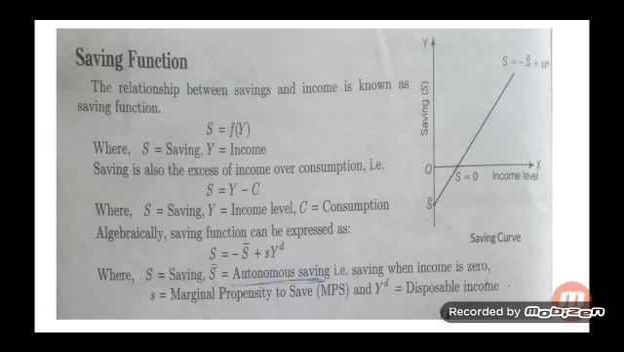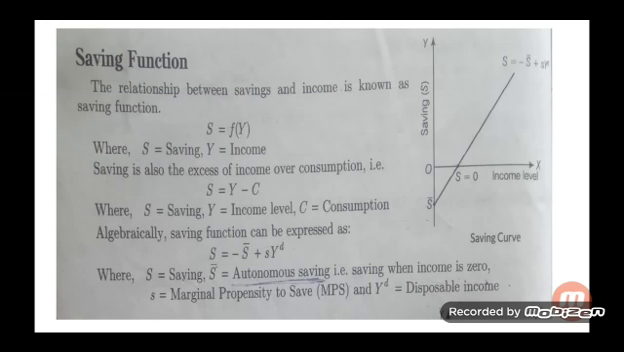Algebraically, we can see saving function can be expressed as S is equal to autonomous savings, that is savings when income is 0, plus small s, that is marginal propensity to save, and Y to the power d is disposable income.